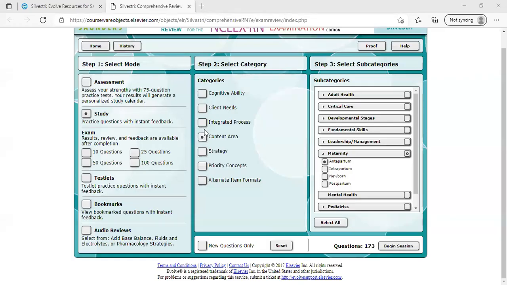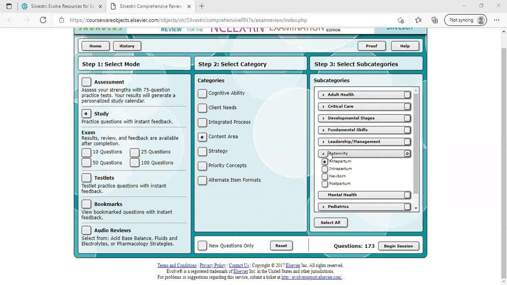Here I'm going to show you how you have to read the question and how you practice the questions. Step 1, you can choose the study button. Step 2, select category. You choose content area. And step 3, select subcategories.